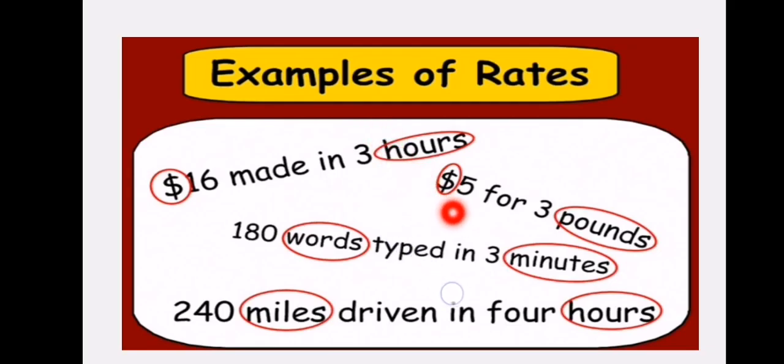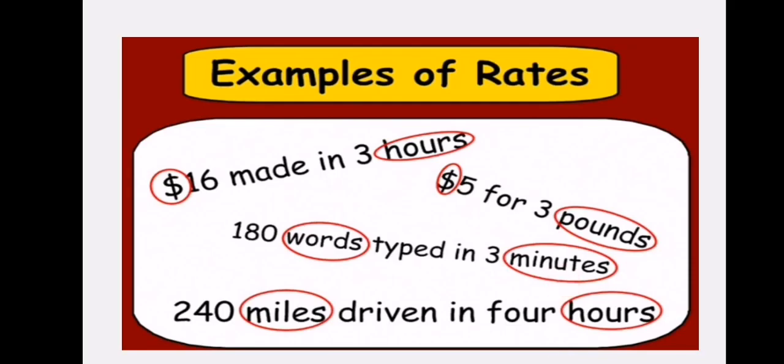Let's see this one. $5 for 3 pounds. So 5 to 3. I'm comparing money to weight. While you're comparing two different units, we will call it a rate. Also this one is the same, 180 words typed in 3 minutes. So words compared to minutes. Two different units, so it's a rate. The same in the fourth example, 240 miles driving in 4 hours. I'm comparing distance with time. So once you're comparing two different units, your ratio can be named a rate.